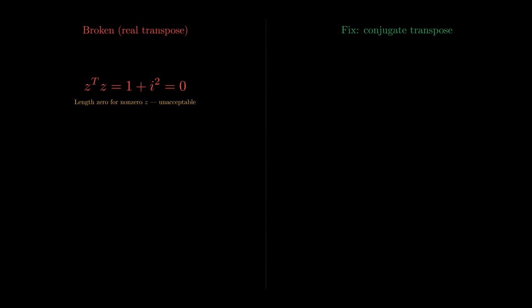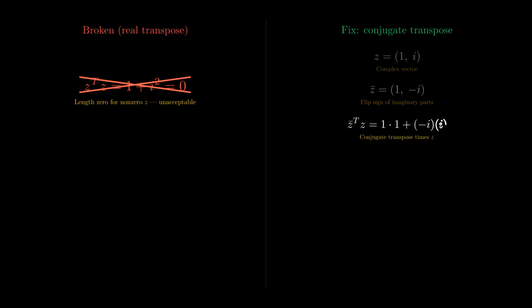Complex vectors are not optional. Even matrices with real entries can have complex eigenvalues and eigenvectors, so we must be ready to work in complex space. The fix is the complex conjugate, written z bar, which flips the sign of every imaginary part. For z equal to the vector (1, i), the conjugate z bar is (1, negative i). Now compute z bar transpose times z. That gives 1 times 1 plus negative i times i. Since negative i times i equals negative i squared, which is positive 1, we get 1 plus 1 equals 2. The length is the square root of 2, real, positive, and sensible.